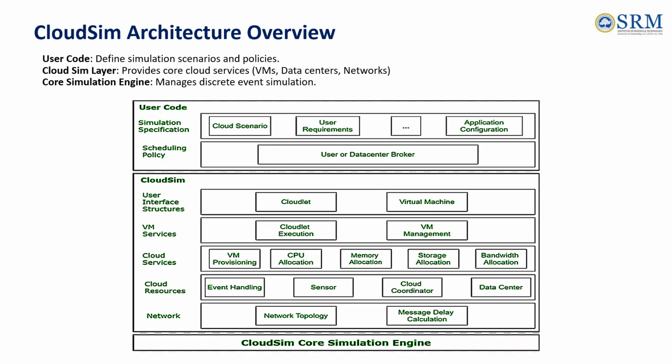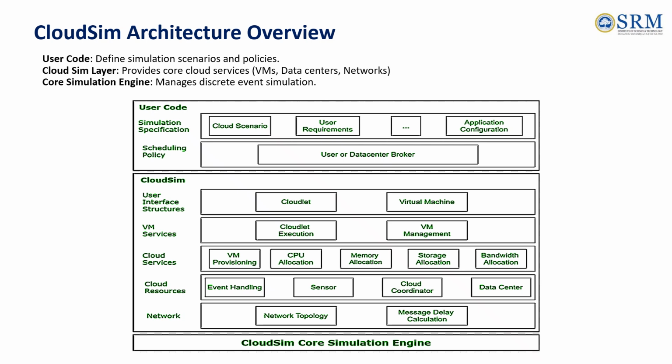Below that, we have virtual machine services. This layer manages cloudlet execution and VM management. It decides how tasks are executed inside virtual machines and how VMs are created, managed, and destroyed. The next layer is the cloud services layer. This layer handles virtual machine provisioning and allocation of important resources such as CPU, memory, storage, and bandwidth. Then comes the cloud resources layer. It includes data centers, cloud coordinators, sensors, and event handling. These components represent the actual cloud infrastructure in the simulation.